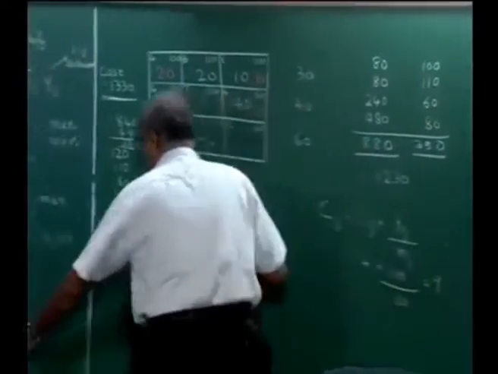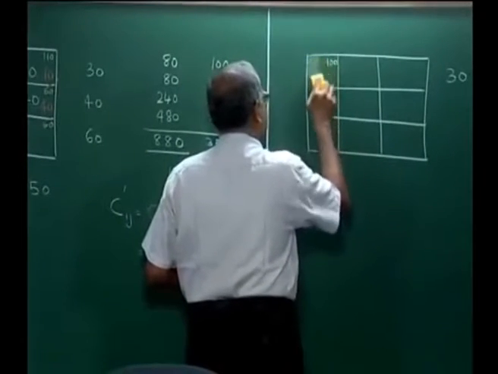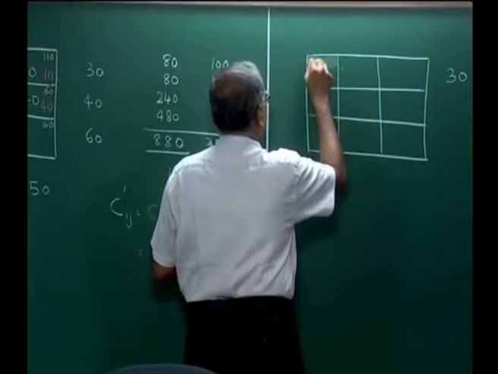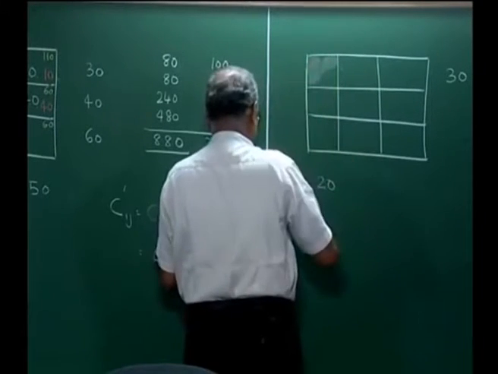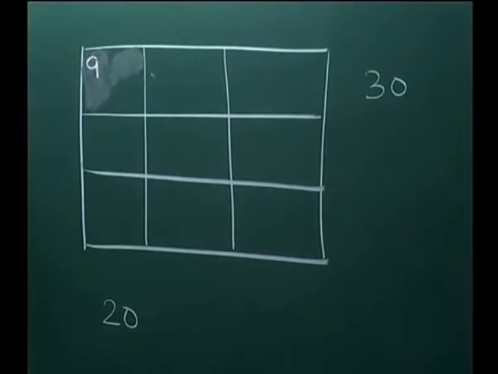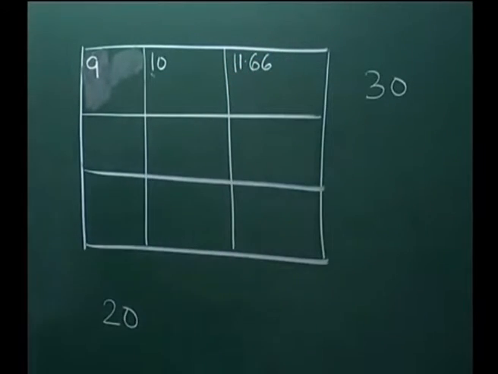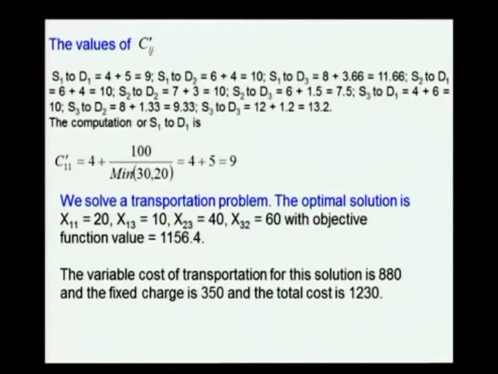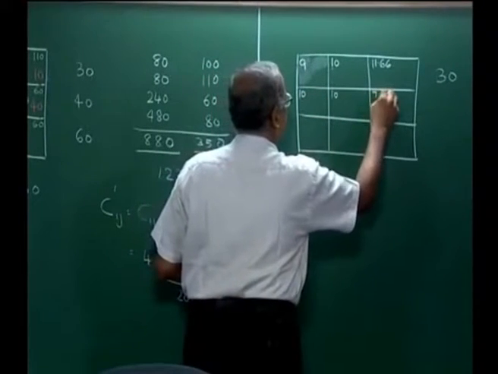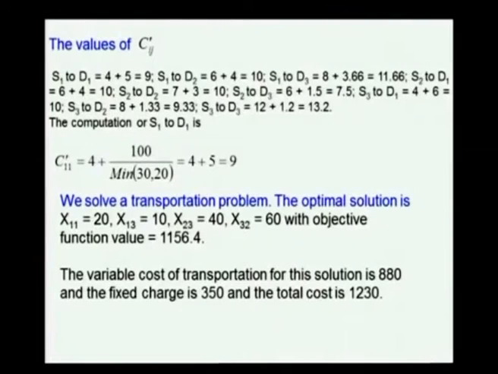So, this way we can complete the calculations for C dash ij, and then the values become 9, 10, 11.66, 10, 10 and 7.5, 10, 9.33 and 13.2.